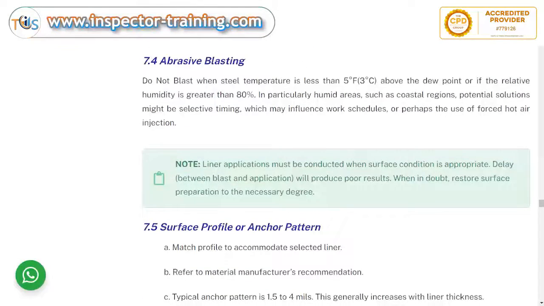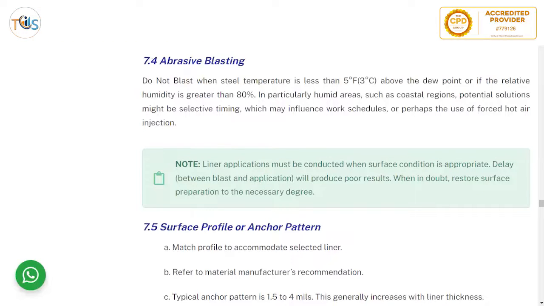Abrasive blasting. Do not blast when steel temperature is less than 5 degrees Fahrenheit, 3 degrees centigrade, above the dew point, or if the relative humidity is greater than 80%. In particularly humid areas such as coastal regions, potential solutions might be selective timing, which may influence work schedules, or perhaps the use of forced hot air injection.